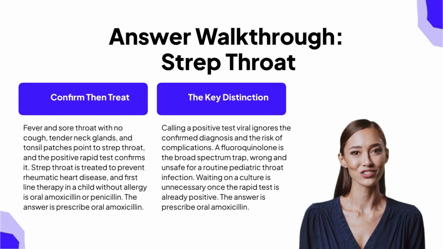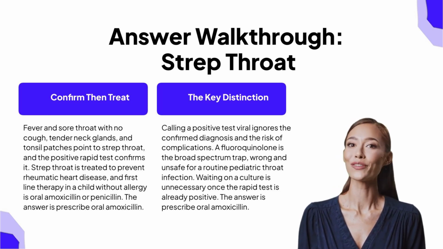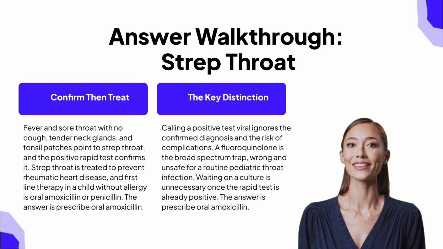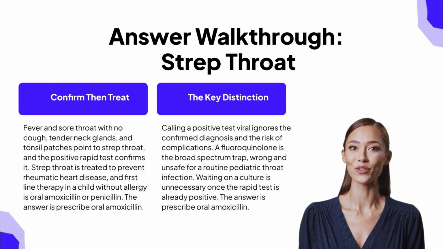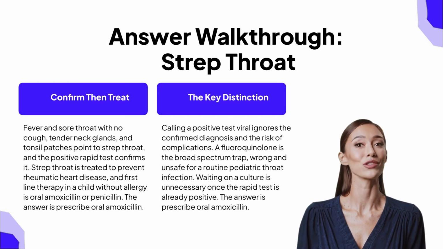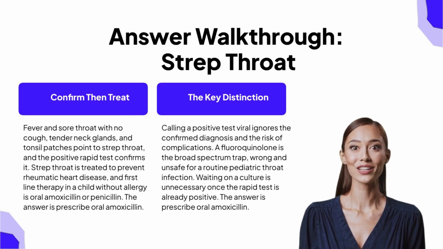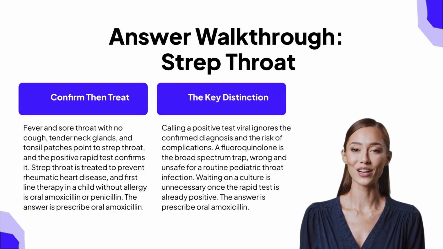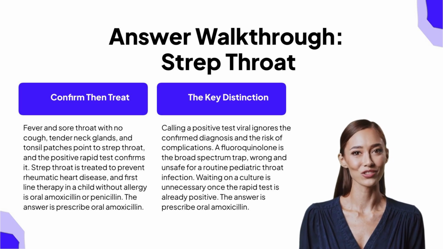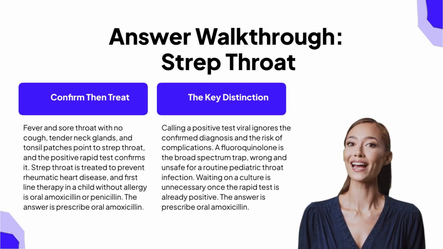First, confirm then treat. Fever and a sore throat with no cough, along with tender neck glands and white patches on the tonsils, point strongly to strep throat, and the positive rapid test confirms the diagnosis. Confirmed strep throat is treated in part to prevent rheumatic heart disease, and the first-line therapy in a child with no allergy is oral amoxicillin or penicillin, so option A is correct.